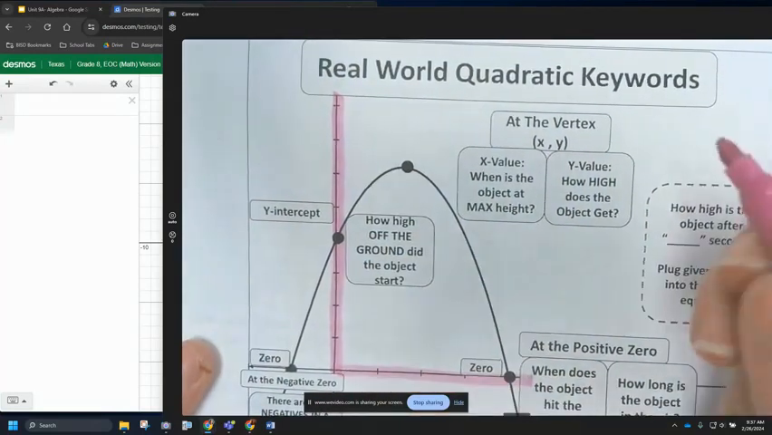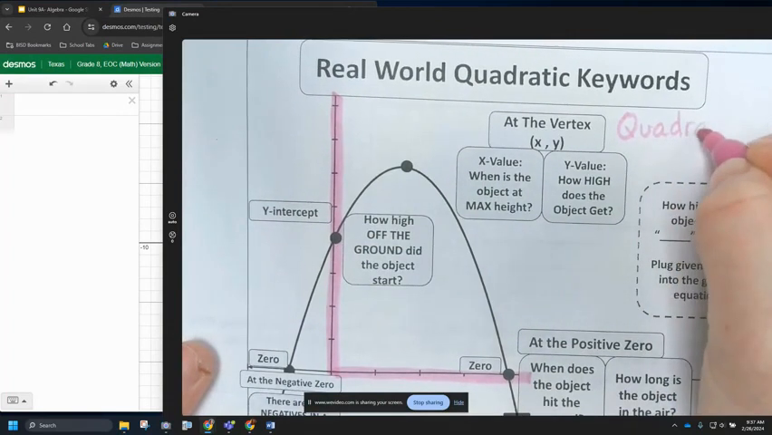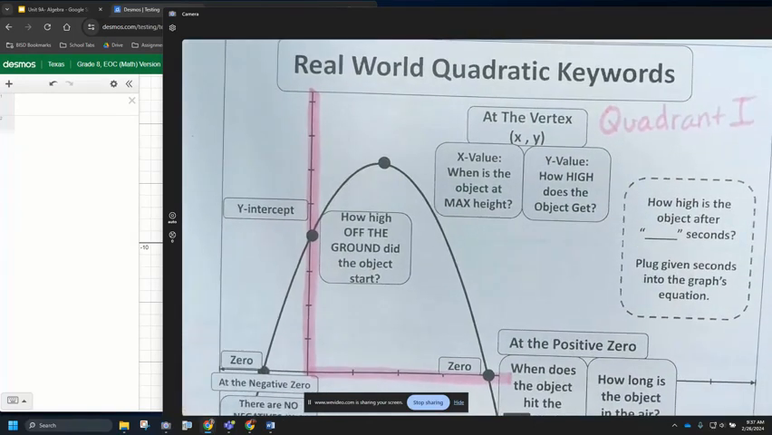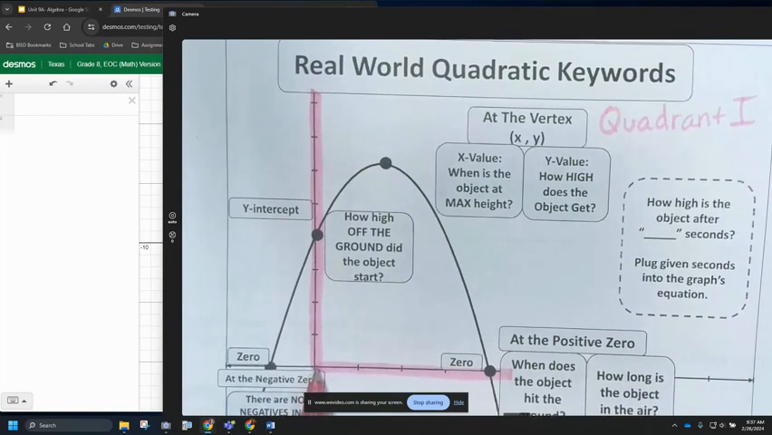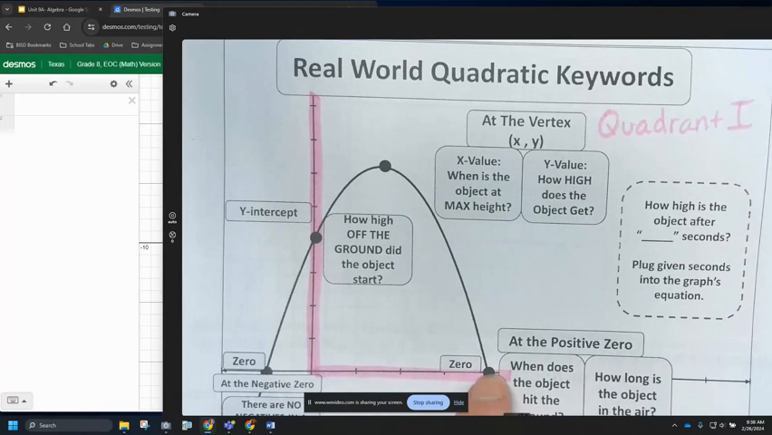So this would be quadrant 1. It's the positive quadrant. Because in the real world, we are not going to be looking at negatives. So think about if you're kicking something, it's not going to start at a negative distance or negative time. It's going to start wherever the ball is located at the beginning. And then wherever it stops, it's going to be right here.